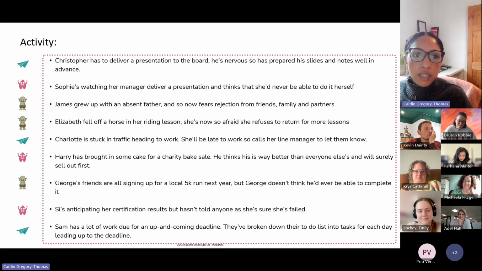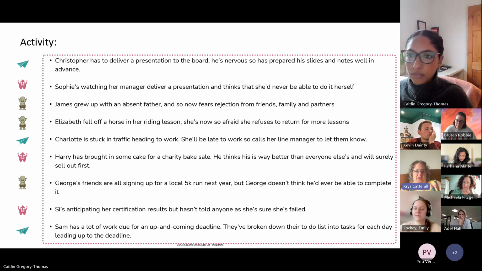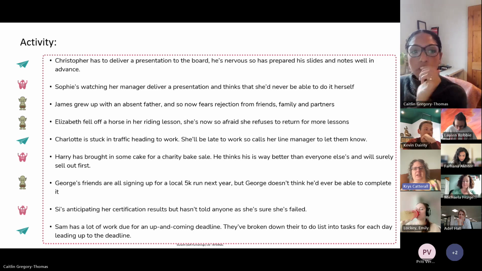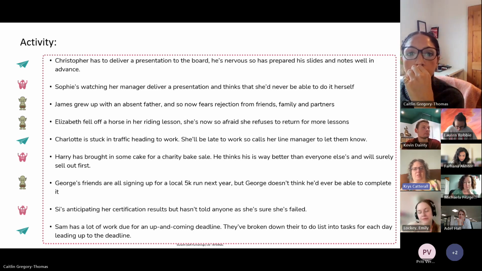So C is anticipating her certification results, but hasn't told anyone as she's sure she's failed. So Chris? For this one, we had a goblin because they're not reaching out. They're not showing any of their emotions to anybody outside, and it's really like, I'm not going to tell anybody because I know I haven't done this. I thought that maybe it might need some psychological counselling to bring that one forward.